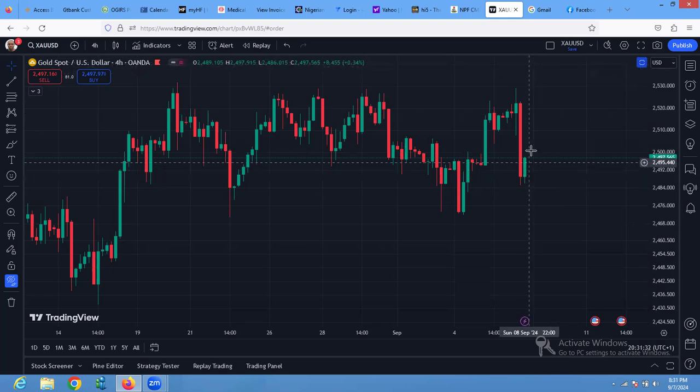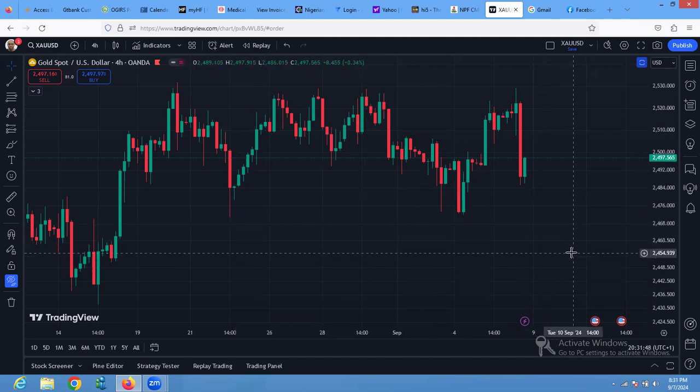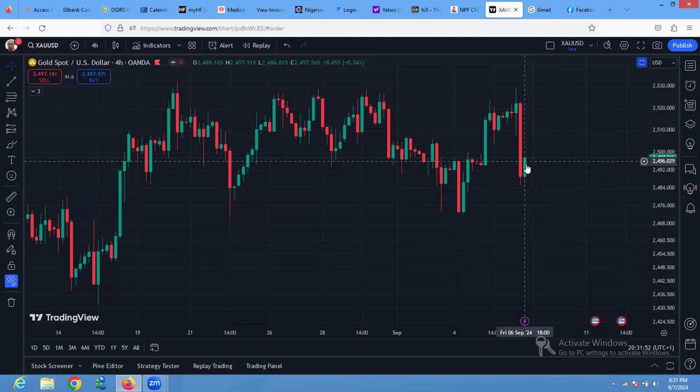But if it corrects to the upside and does not break the top, and if it corrects and drops again, then we should allow it to drop and take this low here. If it takes this low here, then we should look for a buy from the low. So those are the two scenarios I can see on gold. It can go up all the way. If it goes up first to take 25.50, then we should sell from there.